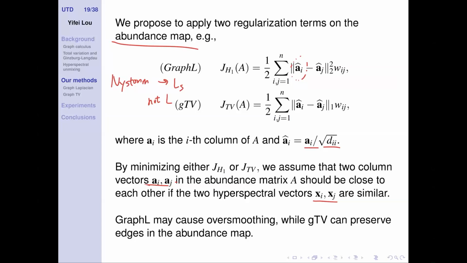So the rationale is that this W has the similarity between Xi and Xj, right? So we expect that if Xi and Xj are similar, then Ai and Aj should be similar. That is our motivation to design this graph regularization. And from image processing, we know that the H1 seminorm may cause over-smoothing, while total variation can preserve sharp edges. So that's why we first look at the H1 seminorm, because it's simpler than total variation, but we compare both of them in the experiment.